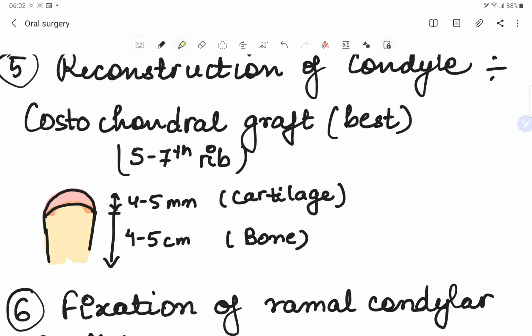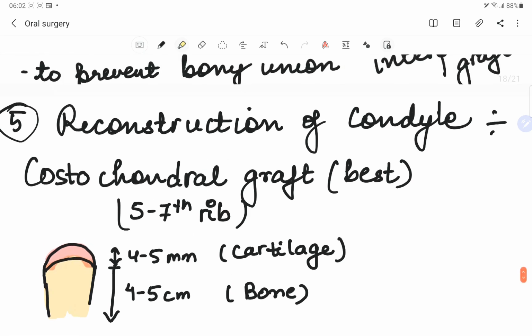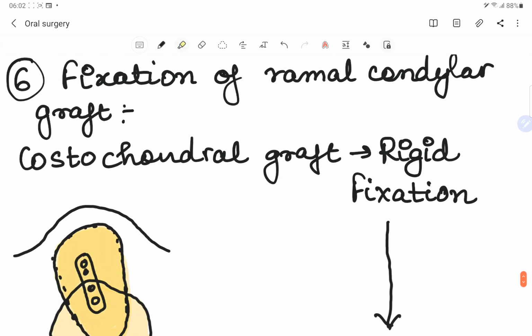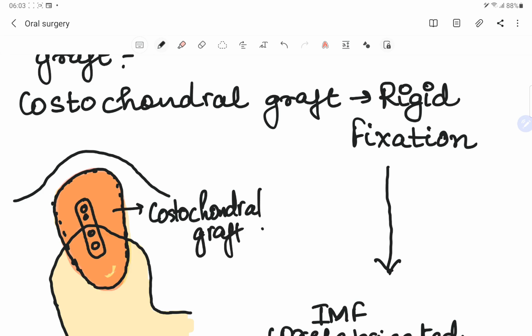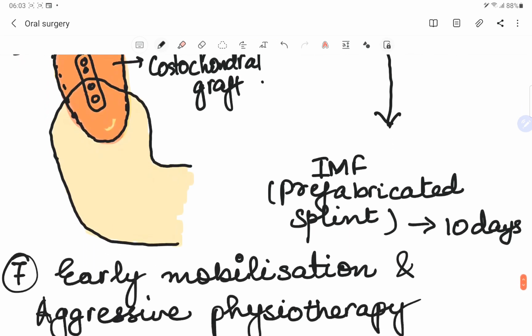So that is the rib, the 5th to 7th rib, since it has got the cartilage at the end, so it will act nicely as a condyle. So we are going to put this costochondral graft. So this particular is our costochondral graft, and then we are going to fix it with a mini plate. So this is the costochondral graft, which is a rib, and fix it with a mini plate, rigid fixation.